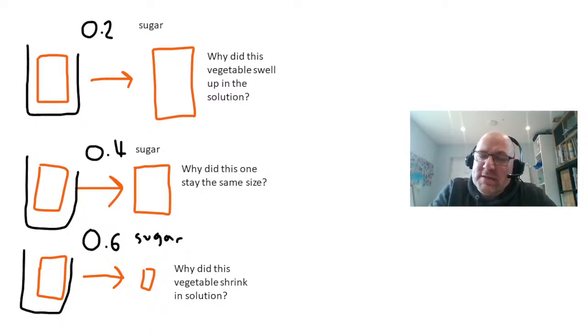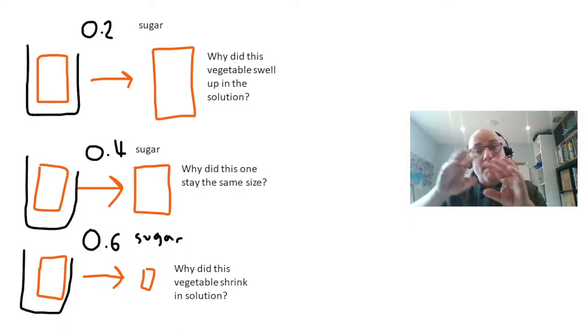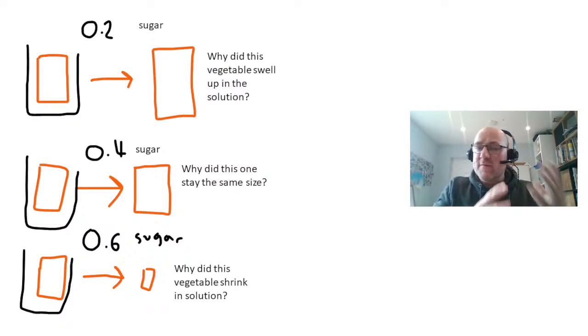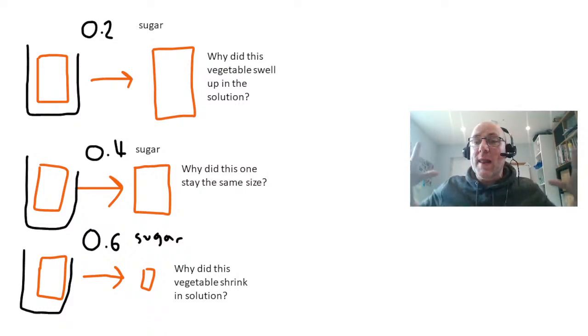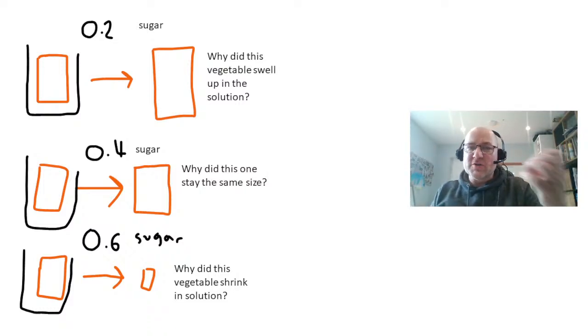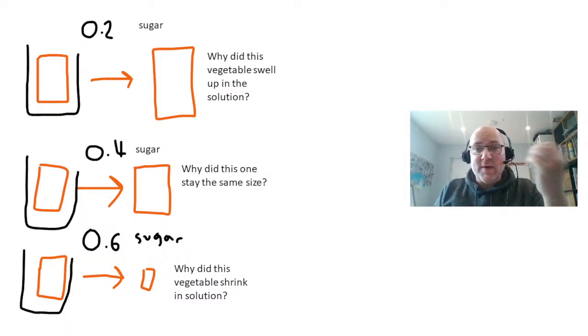If I put my potato in 0.2 sugar, now they don't have to say 0.2. Why 0.2? That's a molar concentration. They could give you a percentage like 10% sugar. If I put it in there, why did the vegetable swell up? I put vegetable because it could be a carrot, could be a potato, an onion on Tuesday. It could be anything. Okay.